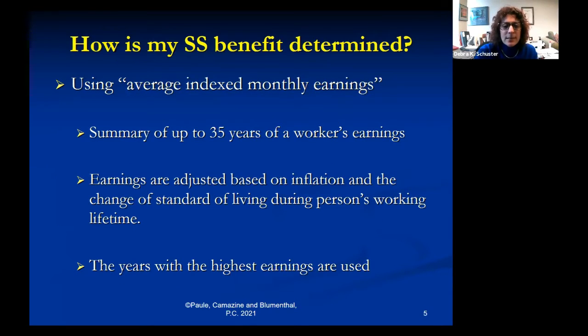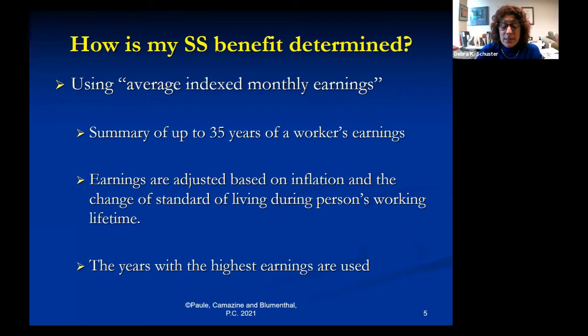So how is the Social Security benefit determined? It is determined using what's called the averaged index monthly earnings, and that is a summary of someone's work history over a 35-year period. I don't know how they came up with a 35-year period, but that is presumably what the average individual in the United States works, that amount of years.